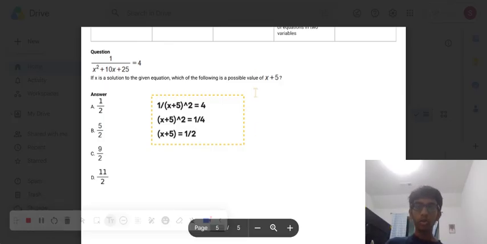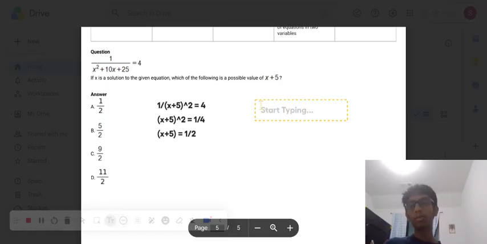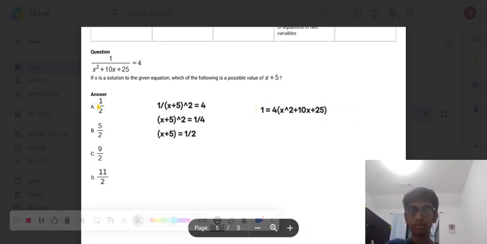Okay, so the other way is a bit more complicated. We'd multiply both sides by x squared plus 10x plus 25, and you'd be left with 1 equal to 4 times x squared plus 10x plus 25. And then we'd have to multiply everything, subtract 1, and then factor that, and then try to figure out what is x plus 5. I believe it's a way longer method though, so that's why I recommend just doing this. It gets you the right answer, and it's far quicker. It saves you time in this app. And that is how you solve this problem.